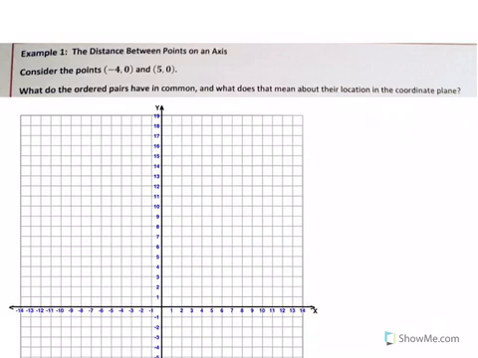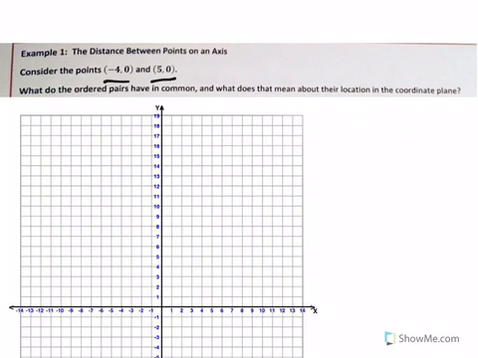Okay, example 1. The distance between points on an axis. So here we go. We've got our coordinate plane here, and it wants to know the points. It's giving you the points to consider here: (-4, 0) and (5, 0). What do the ordered pairs have in common, and what does this mean about their location on the coordinate plane? Well, we can picture this in our head. We can also actually draw it out. So let's go ahead and do that.